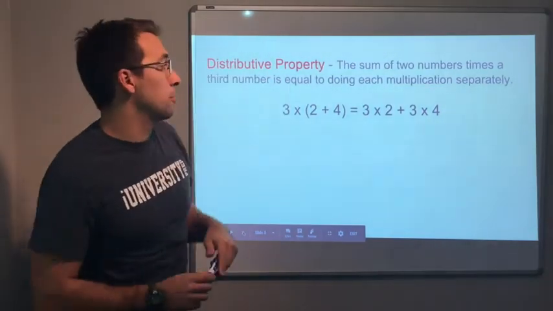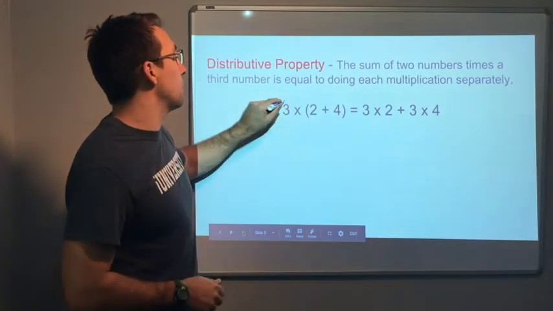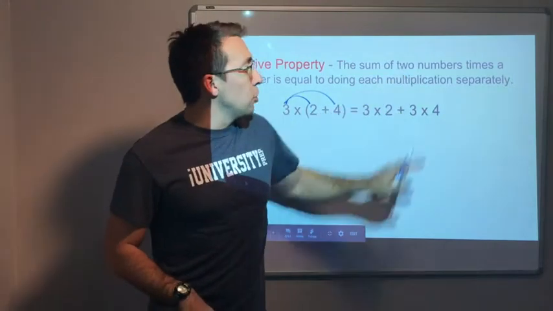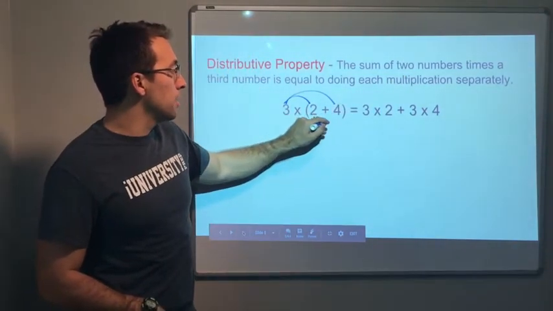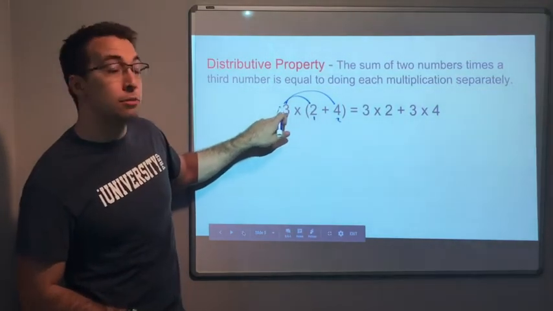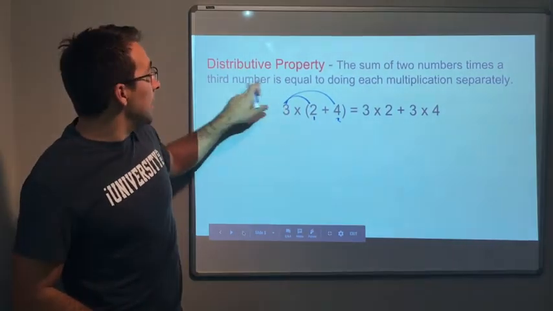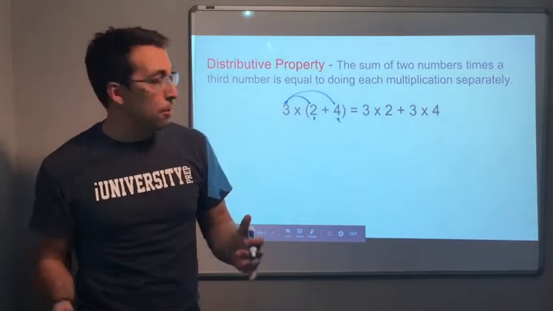The distributive property. Okay. This is cool. This is probably my favorite property. The sum of 2 numbers times a third number, so that's 2 numbers times a third number, times 3. 2 plus 4 times 3 is equal to doing the multiplication separately.